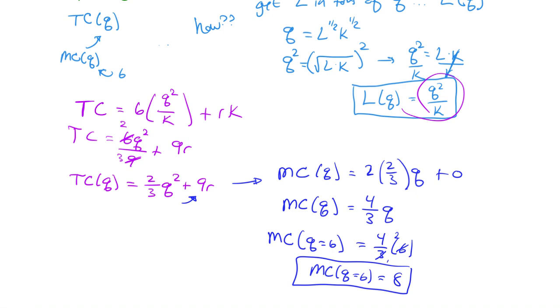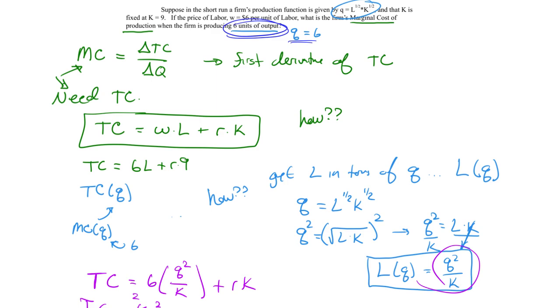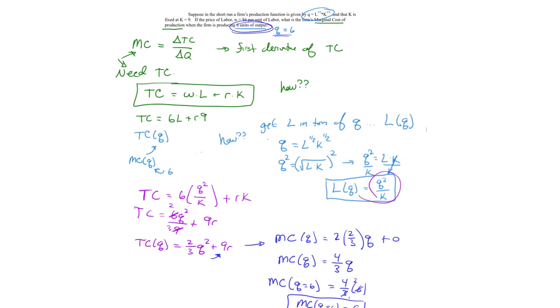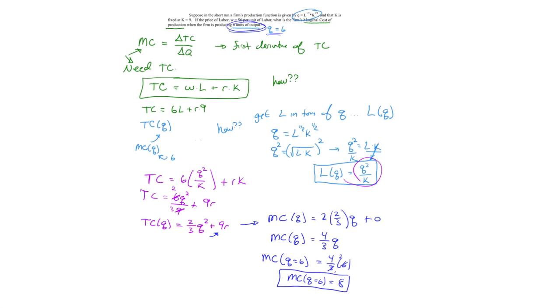Now, as a quick recap, the steps we care about, right? I'm actually going to make this kind of smaller so you can see everything at once. If it's too small, I'm sorry, you can always go back. We know what marginal cost is, which is going to be my first derivative of total cost. So I need the total cost. That's our first step. You got to know this equation, wage times L, R times K. But we know a lot of the stuff. We know that wage is 6. We know that K is 9. So I need to get this in terms of Q.